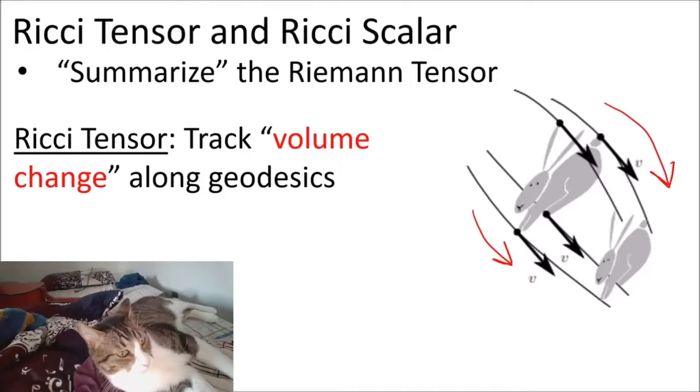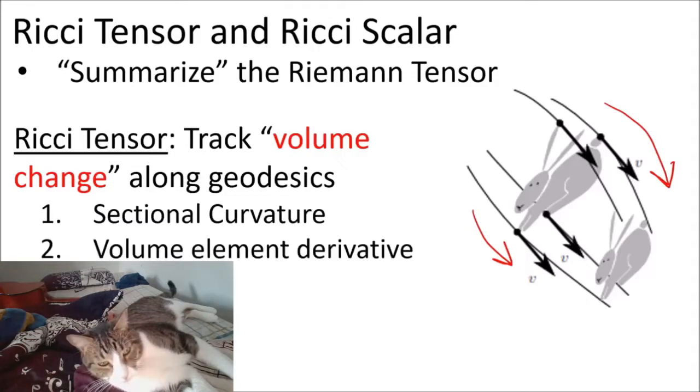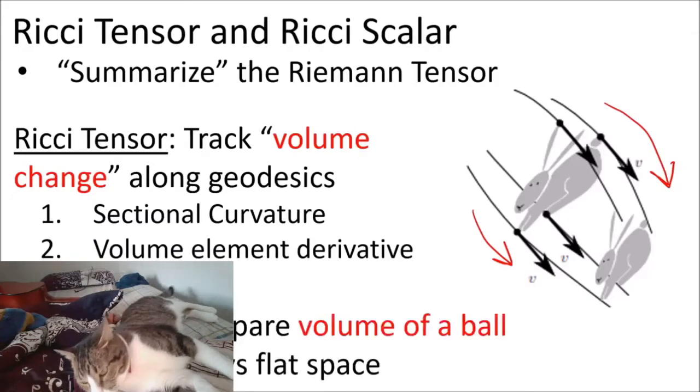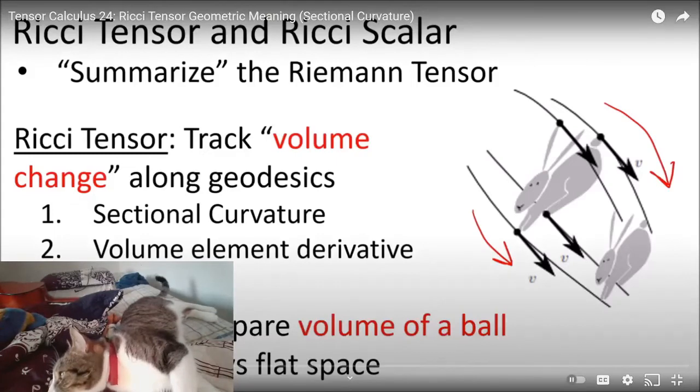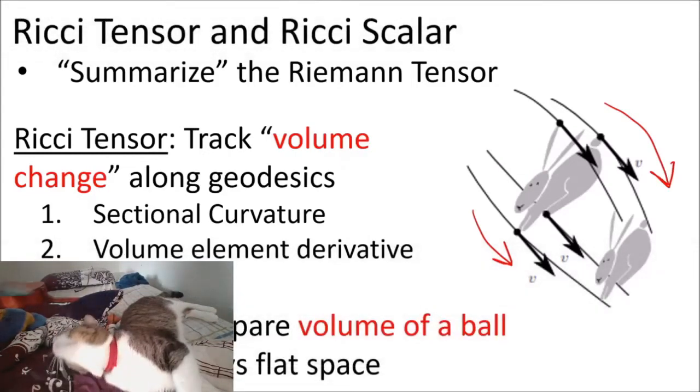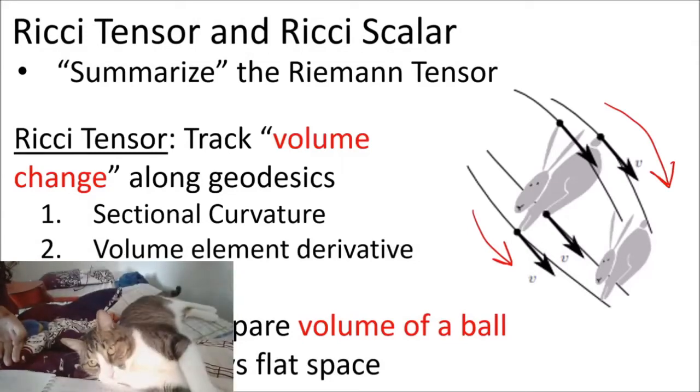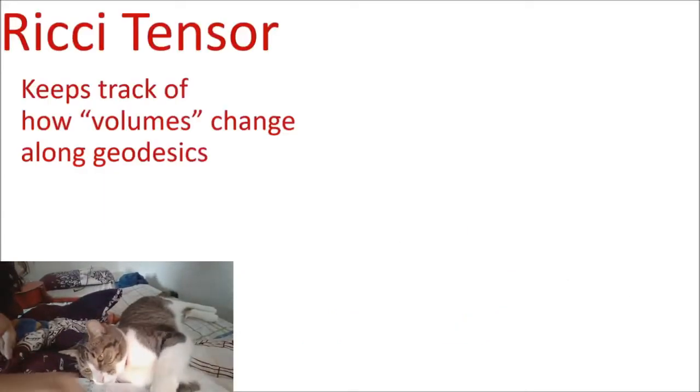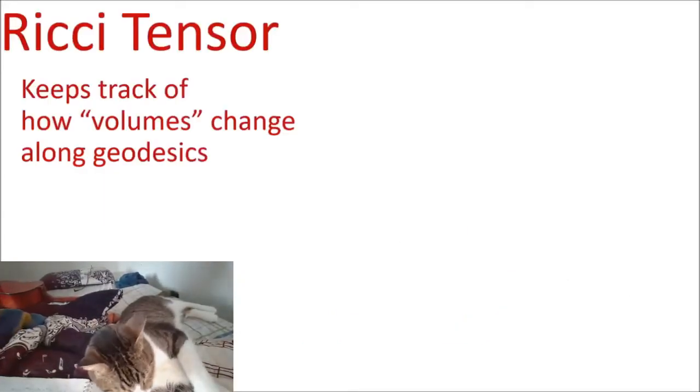And there are two geometrical approaches to understanding the Ricci tensor that I'll discuss: sectional curvature and the volume element derivative. Also, the Ricci scalar is a number that's used to compare the volume of a ball in curved space to the volume of a ball of the same radius in flat space. So, as I said, the Ricci tensor is the thing that helps us keep track of volume changes along geodesics.